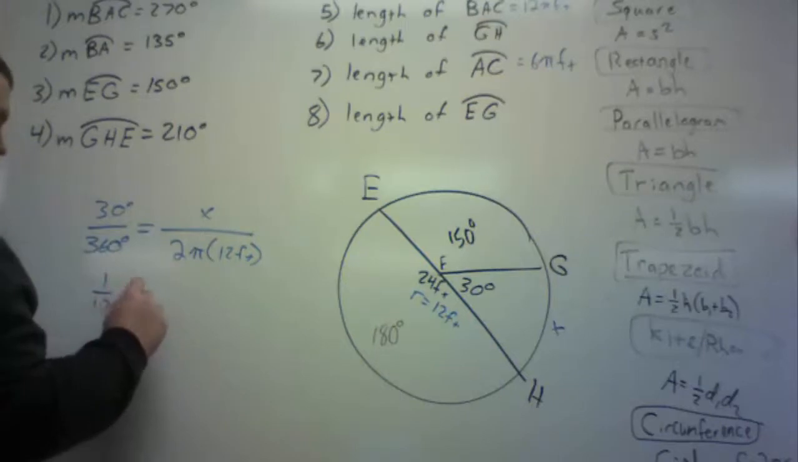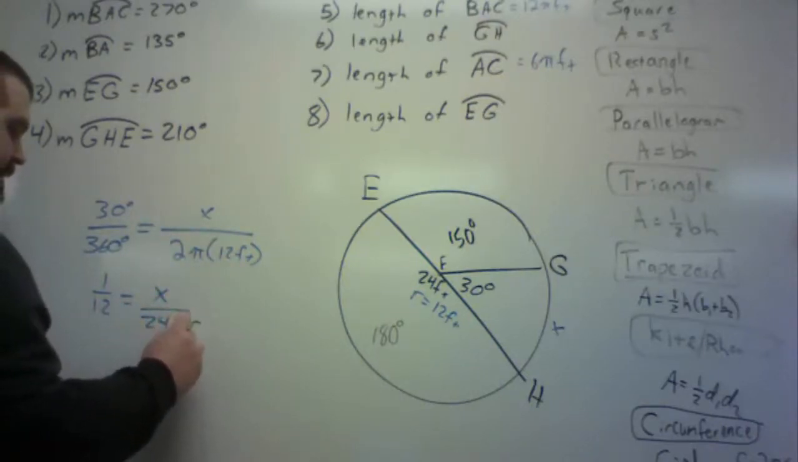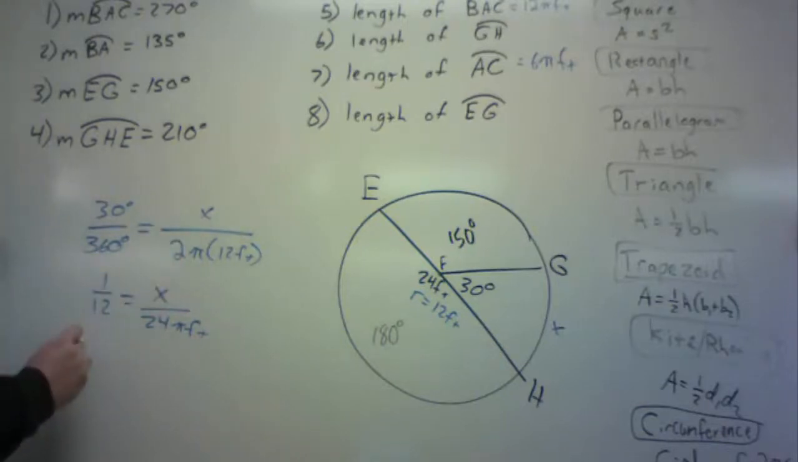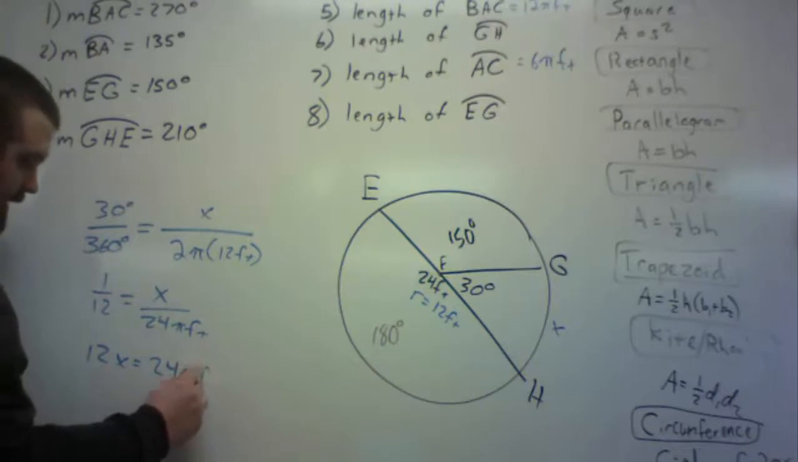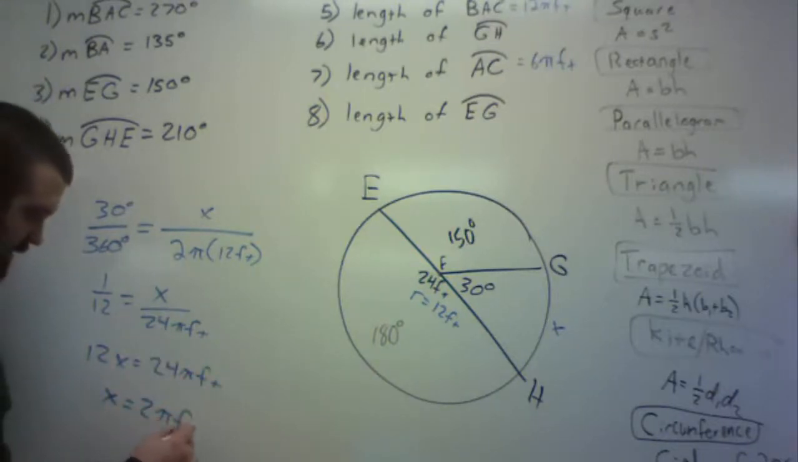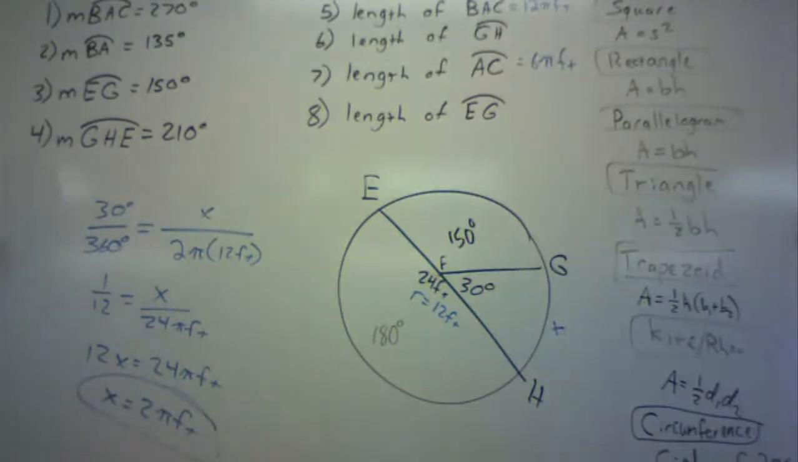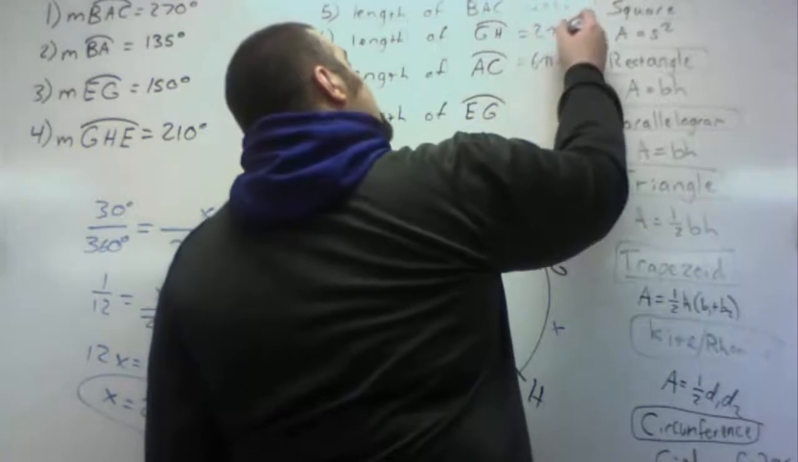1/12 equals x over 24 pi feet. Cross multiply, 12x equals 24 pi feet. Divide both sides by 12, x equals 2 pi feet. So the actual length of arc GH is 2 pi feet.